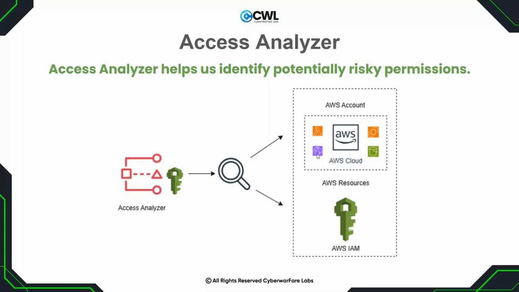So let's see the benefits of it. The benefit that we have is proactive security. Access Analyzer enables proactive monitoring, alerting you whenever a resource is accessible from outside of your AWS account. Okay, compliance. By detecting external access, it helps maintain compliance with security and regulatory requirements by ensuring only intended users have access to the resources.